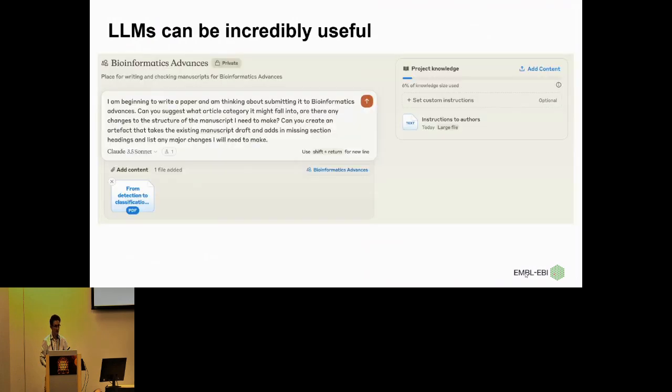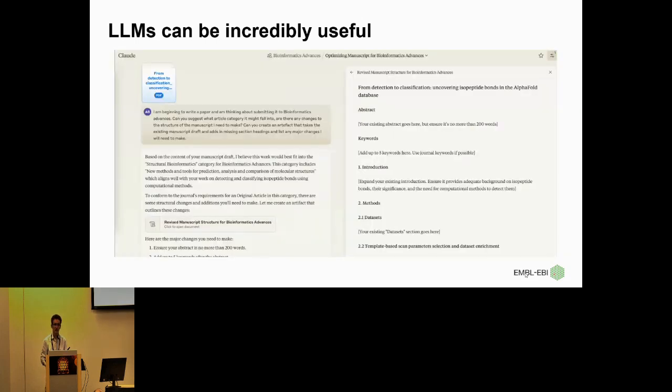Here's an example I made for this presentation. In my team, we're brainstorming an idea for a paper we're going to publish. We have a bit of preliminary data. Here in Claude, I've uploaded the instructions to authors for Bioinformatics Advances, and I've uploaded the PDF of what we've written so far. I'm asking which category it would fit best with, whether there are changes I need to make to fit the journal format, and whether it could add titles and headings. It does a really nice job of that. It gives me the structure that I need that fits that journal.